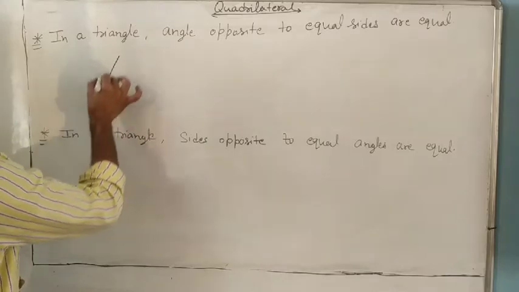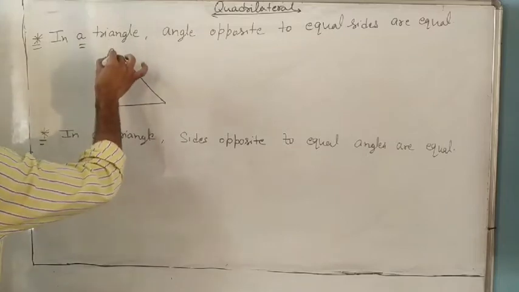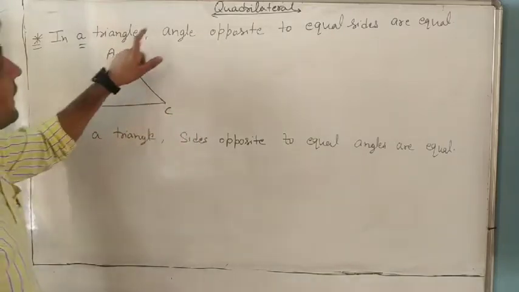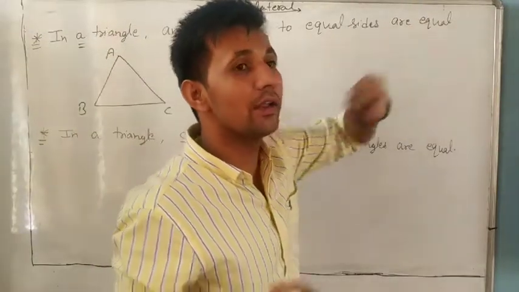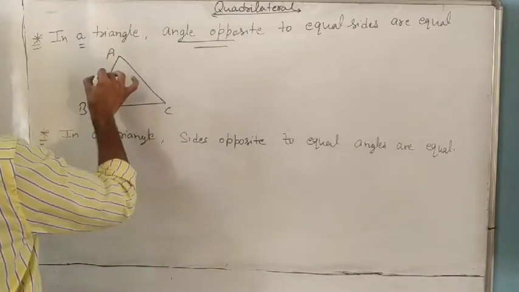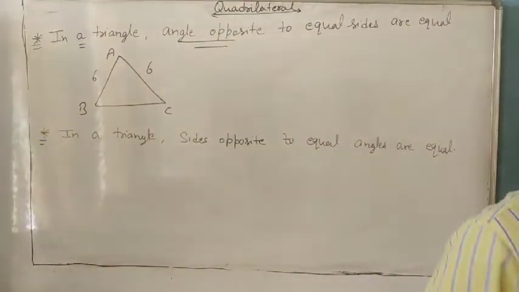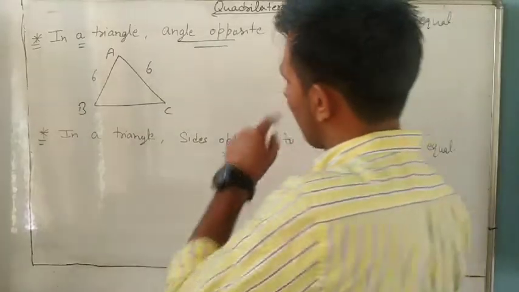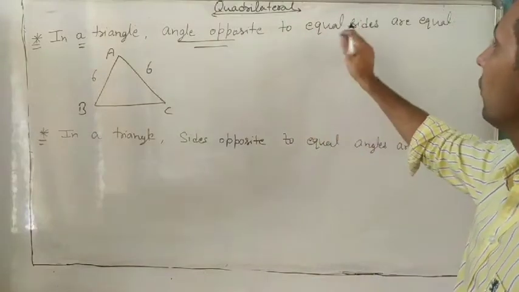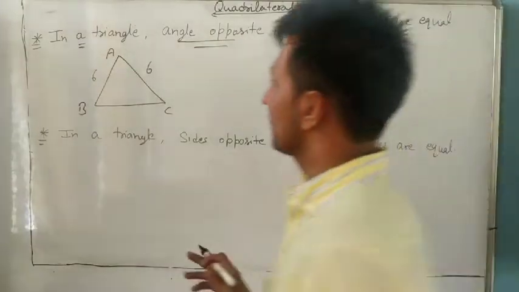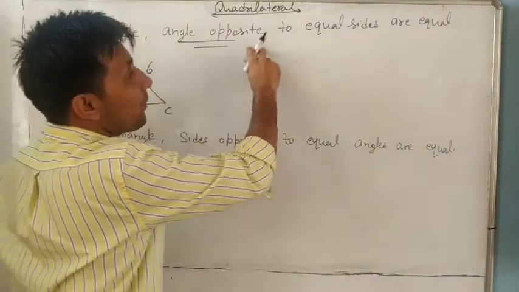In a triangle ABC, the angles opposite to equal sides are equal. Suppose this side is 6 centimeter, and this one is also 6 centimeter. We are discussing only a single triangle here. Always remember, if in a triangle two sides are equal, then the angles opposite to the equal sides are equal.